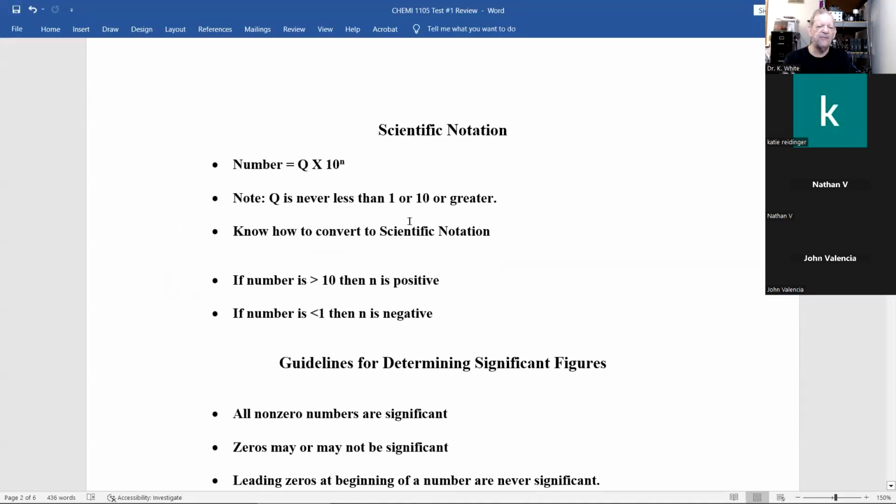All right, next I talked about scientific notation. Scientific notation is a way of easily writing a real big number and a little tiny number. And it's Q, some number, times 10 to the n power. Q is never less than 1 and never 10 or greater. And know how to convert to scientific notation. Now, I'll give you an example in a second. But remember, if the number is greater than 10, n is positive right here. If the number is less than 1, n is negative.